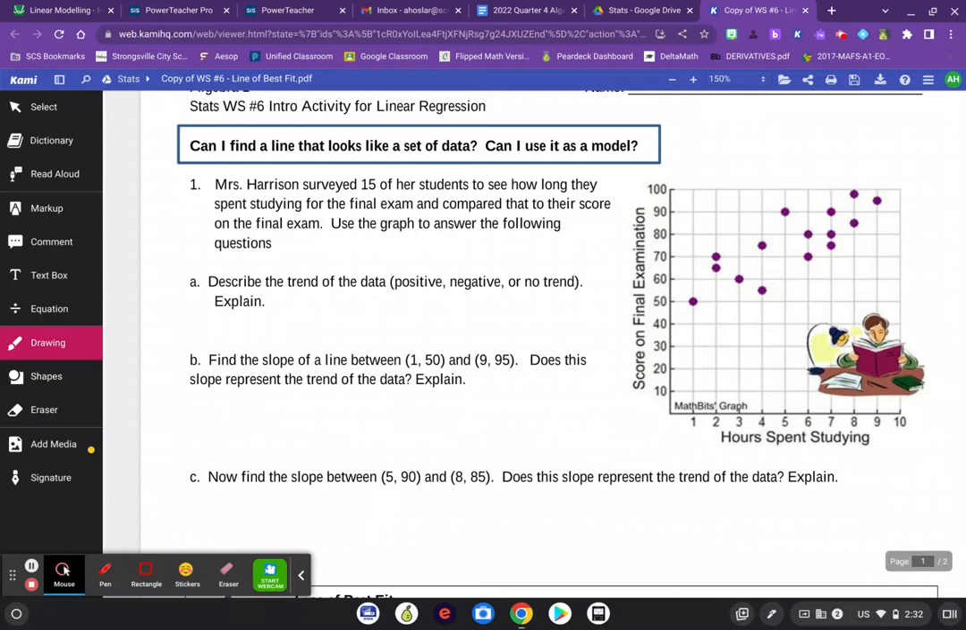We usually end up having what is called a scatter plot. And so that's really what this graph is right here. This graph is a scatter plot. I'm going to label that scatter plot.